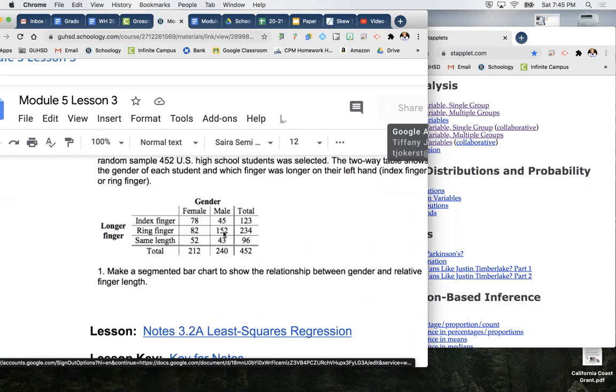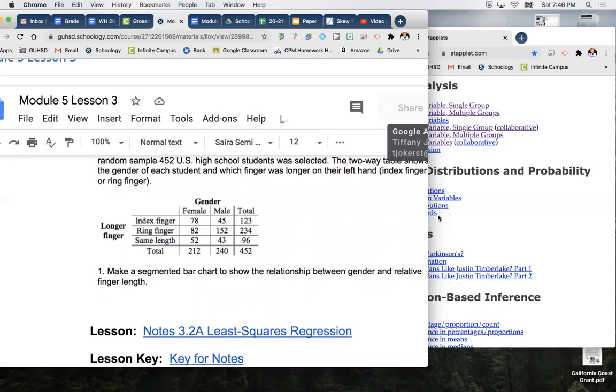Just looking at the data, the female data for index and ring aren't very different from each other. These mean they're the exact same length or close enough to the same length. But the big difference happens here. Looking at the numbers, the big difference is that males look much more likely to have a longer ring finger than an index finger. So it leads me to believe that there might be a difference. But I'm going to show you in the applet how we look at this.